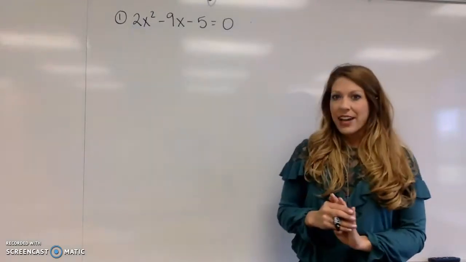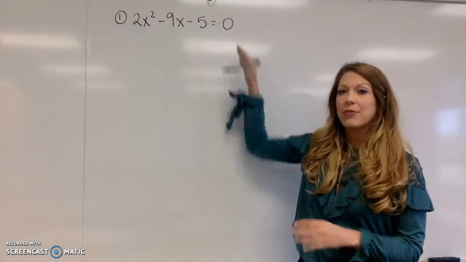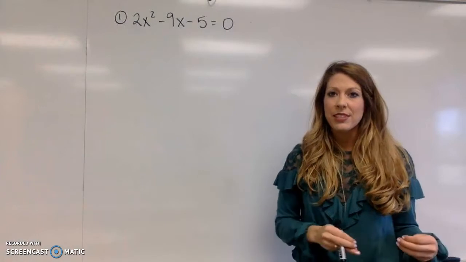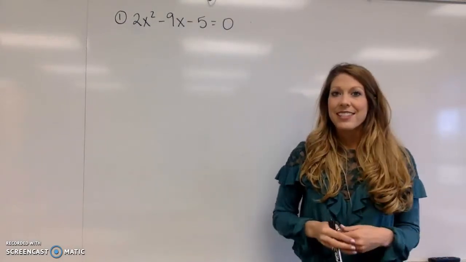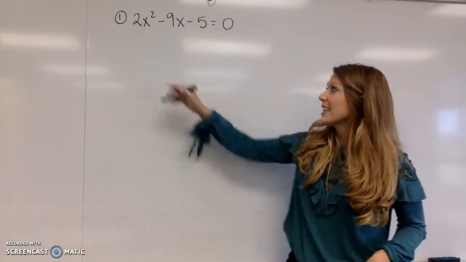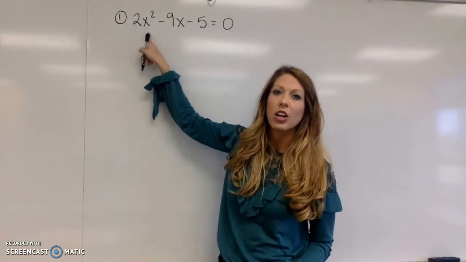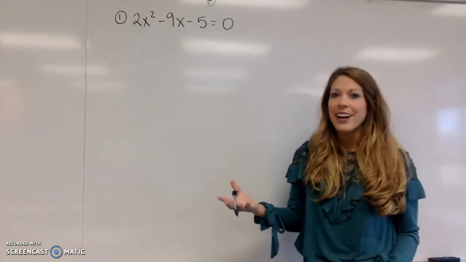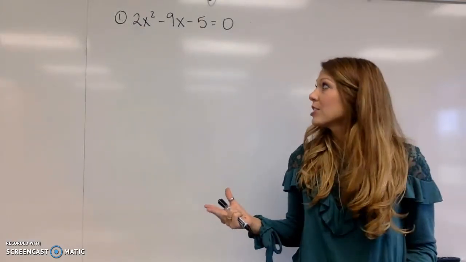When you solve by factoring, reminder, it has to equal 0 before you can start factoring. So if it doesn't equal 0, make sure you move things around so that it does. And then now we need to factor this. When there is a leading coefficient, so a coefficient in front of your x squared term, you first can check for a GCF. There is not a greatest common factor between 2, 9, and 5. So there is no GCF.